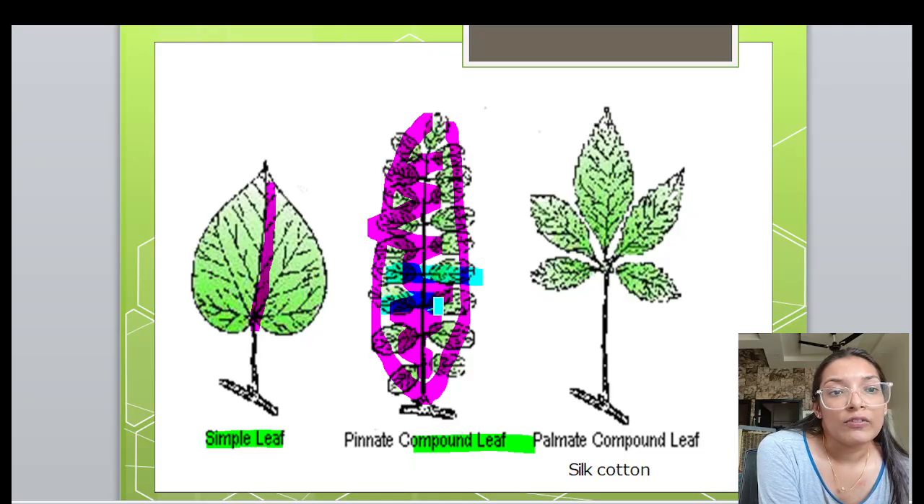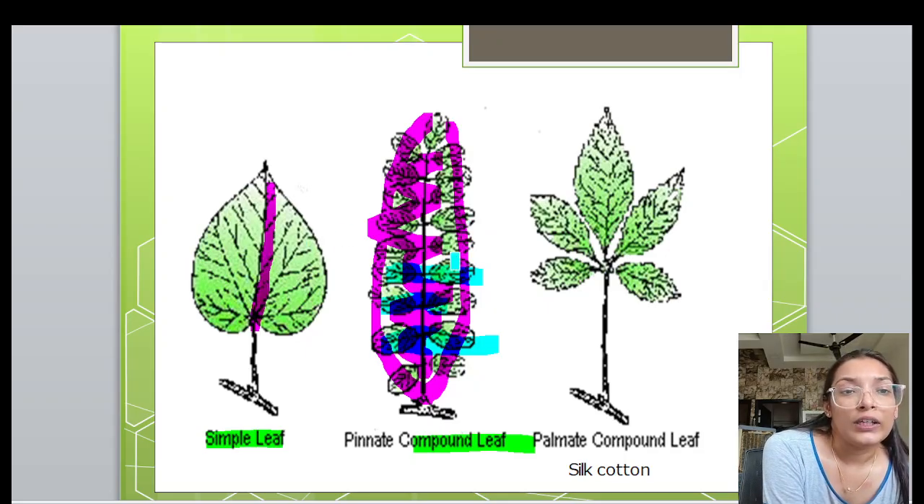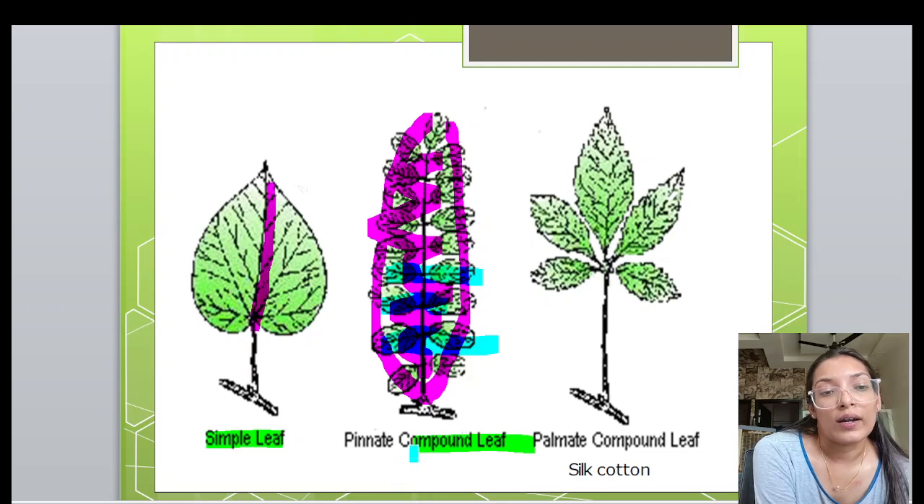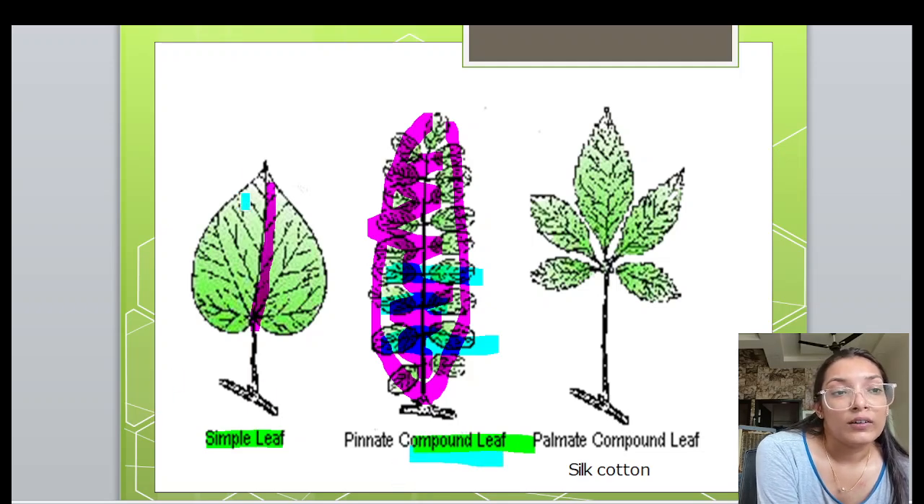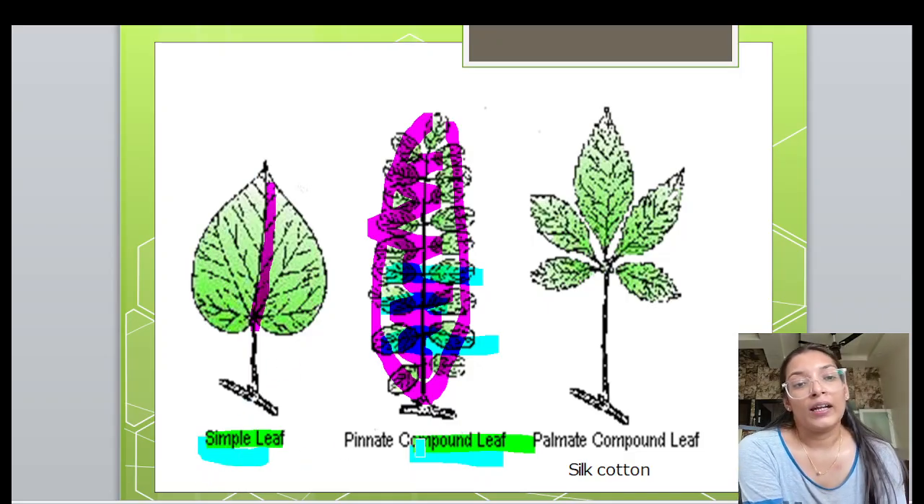Now these leaflets which are arising, we say that there are incisions, meaning cuts. If there are incisions in the leaf blade and it is divided into leaflets, such kind of leaves are called compound leaves. But where the incisions or the cuts are not present, it is called a simple leaf. And within the compound leaf we also have two categories: one is pinnately compound leaf, another is palmately compound leaf.